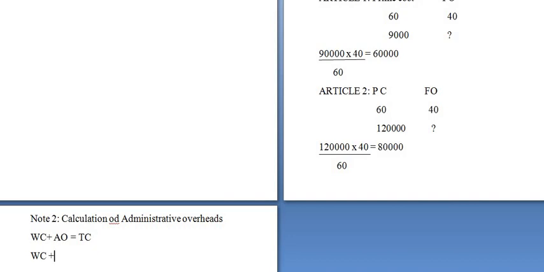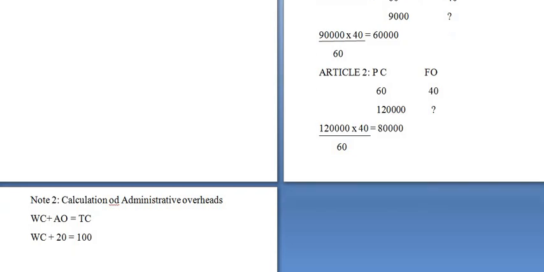Now again here we are going to assume work cost remains the same. Then administrative overheads 20% they have given. So that will be equal to, assume total cost is 100. Now again works cost is equal to 100 minus 20. So how much will you get? That will be 80. It means work cost is 80.